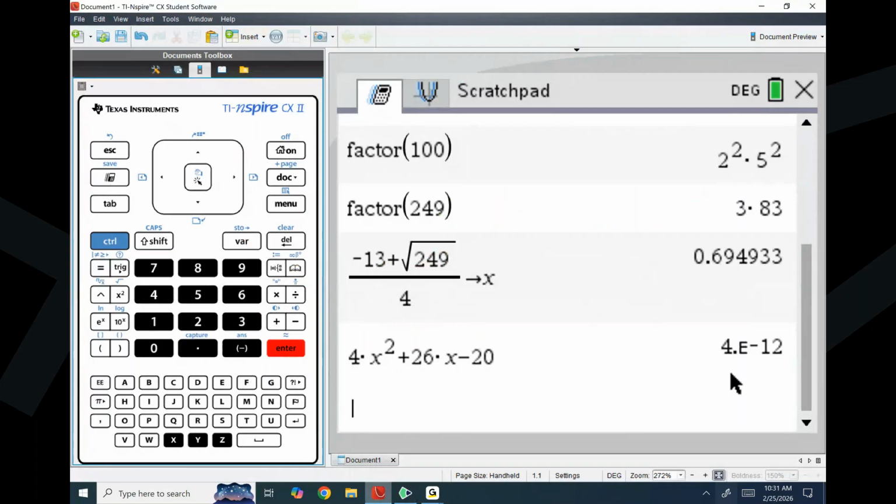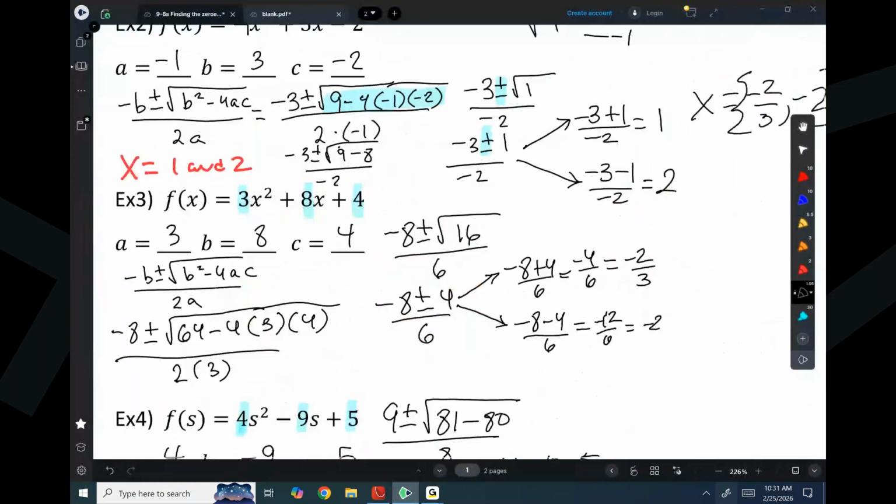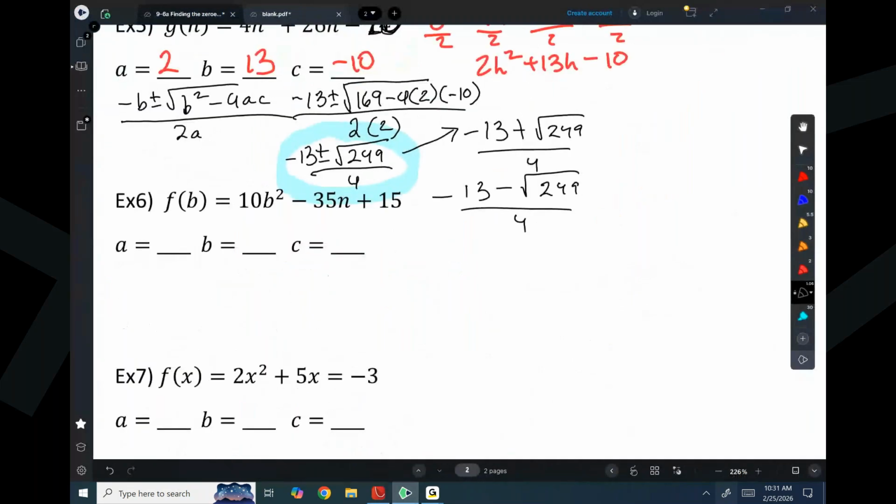Now, why is it off a little bit? Because it has to approximate. Because remember what's in there? The square root of 249. There is no number that makes the square root of 249. So that's what it's doing. That's my two answers. If they want you to approximate it, then you would type those into a calculator and see what they equal.